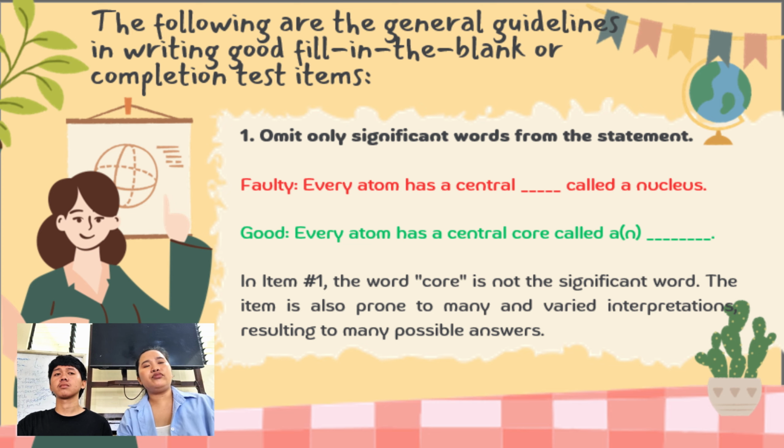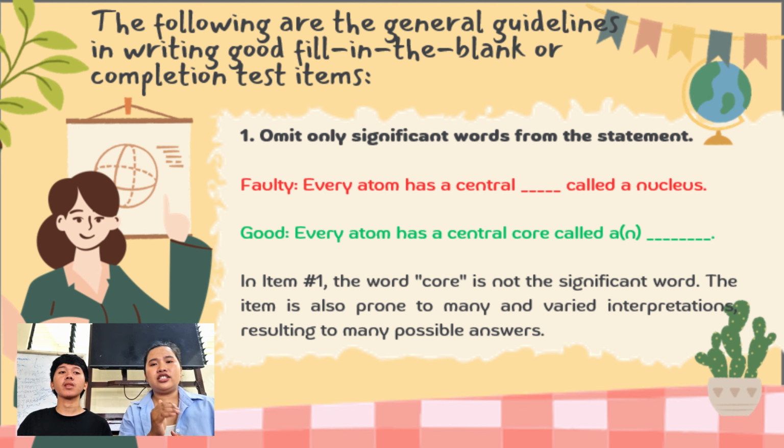Number one, omit only significant words from the statement. So as you can see, in the faulty one: every atom has a central blank called nucleus. And the good example is: every atom has a central core called nucleus. So the significant word here is nucleus. So that's what you're going to omit from the statement. You are not going to omit any other words than the nucleus because it's the important one.